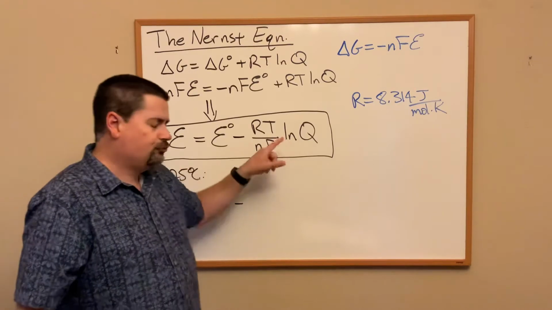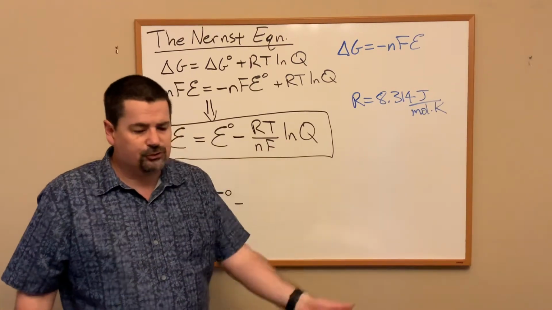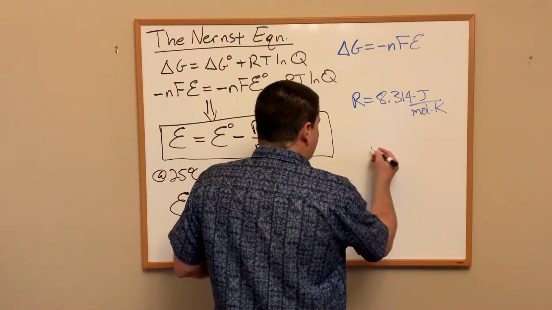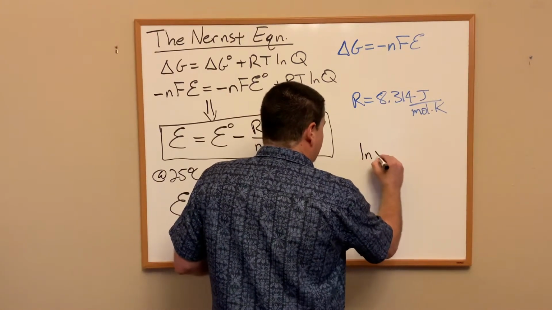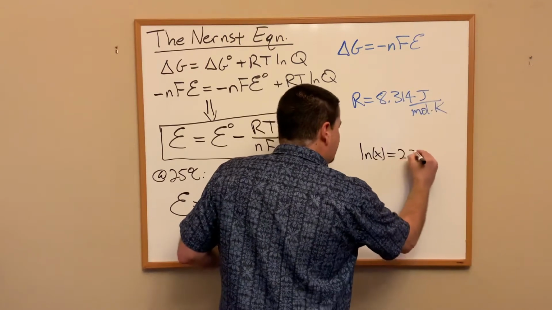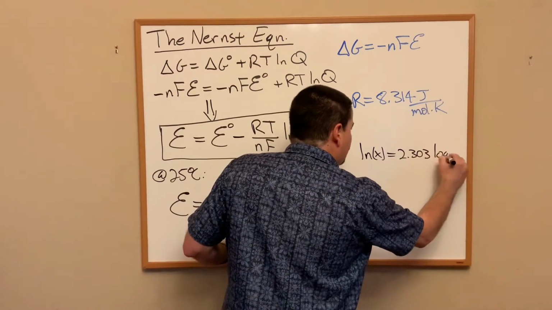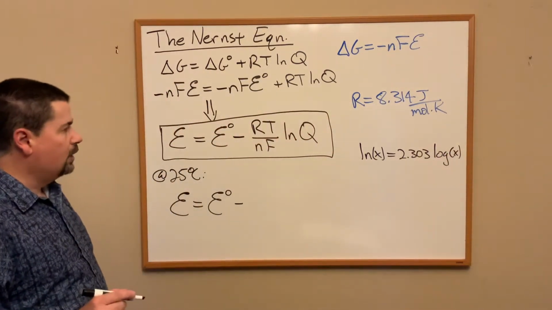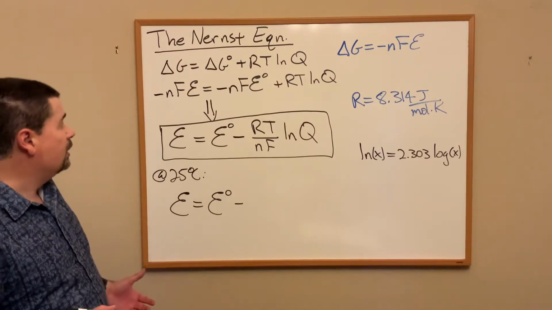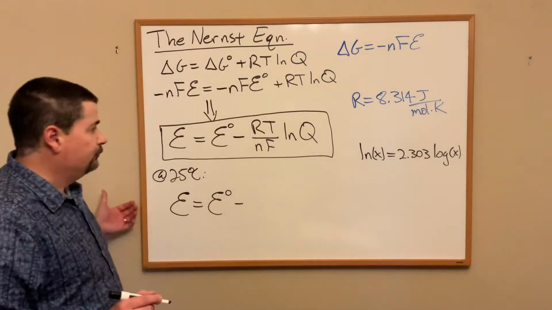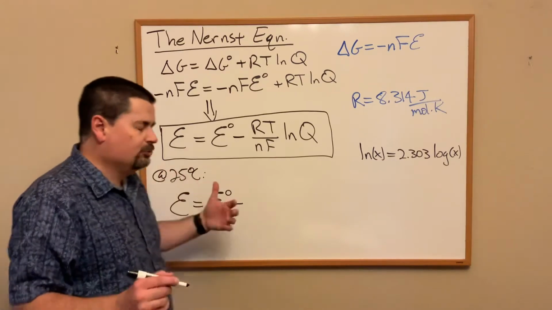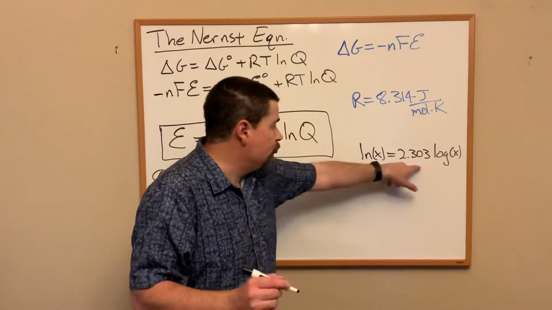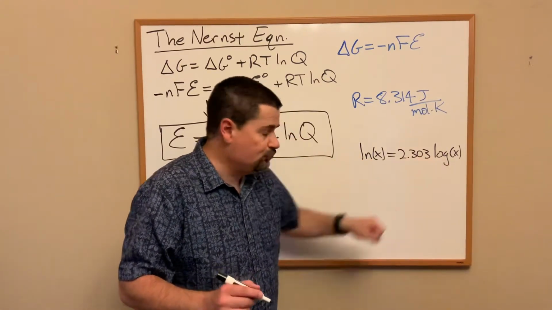We can actually convert from the natural log of something to the log of something. So we can say that ln of x equals 2.303 log of x. That's a little aside there. So, delta G equals minus RT ln of K, delta G equals minus 2.303 log of K. So we can actually substitute in 2.303 log, where that's the base 10 log.